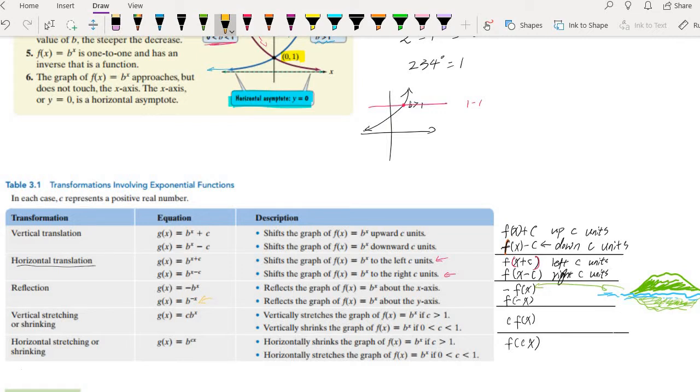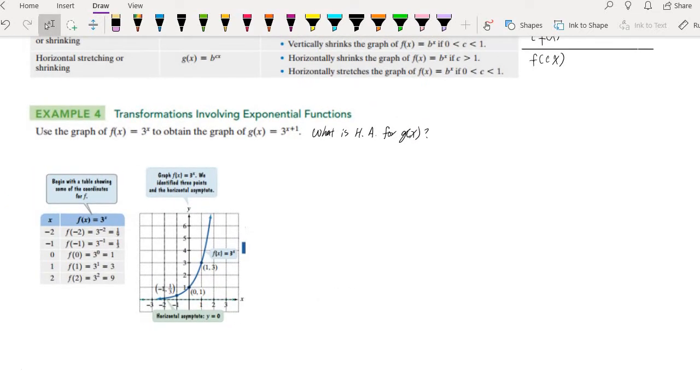Then let's look at the next one, the vertical stretching or shrinking. You can read those, okay? Vertical stretching and shrinking, we all did this before. Example 4, transformation involving exponential function.